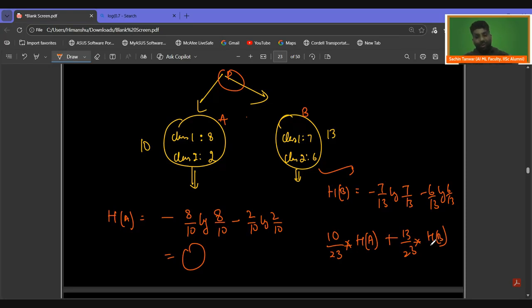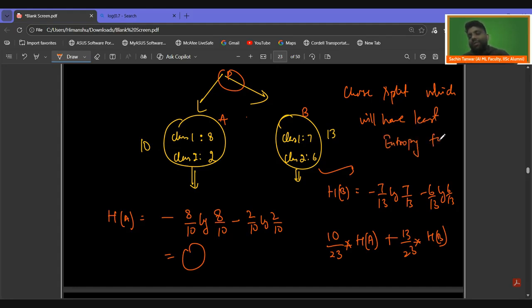This way, you'll calculate entropy for each of the possible splits. Now, you'll see where you are getting the least entropy. Wherever you will be getting the least entropy, that is giving you the idea that I'll be more certain for prediction if I use this particular split and would like to go with that. So we will choose the split which will have the least entropy for split. Okay, I hope the idea is clear.